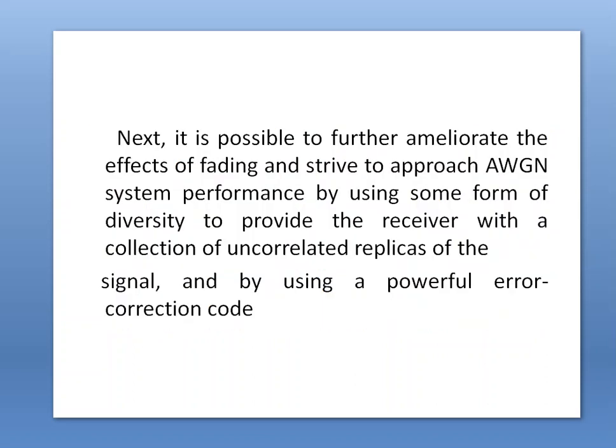Next, it is possible to further approach the AWGN system performance by using some form of diversity to provide the receiver with a collection of uncorrelated replicates of the signals, or by using powerful error correction codes. But it is somewhat difficult to manage and to remove the fading effect in the channel. It needs more complex algorithms to run to remove the channel fading effect on the receiver side.